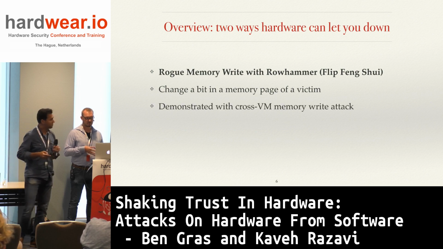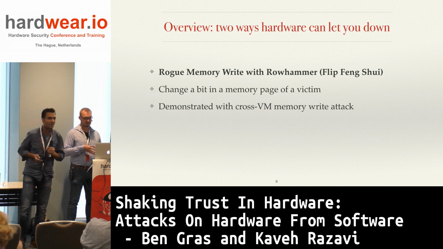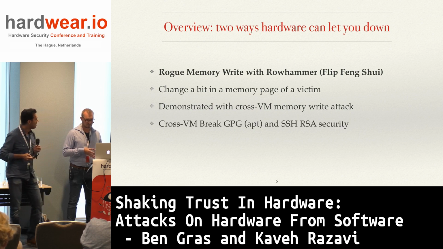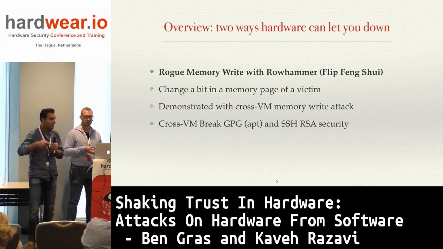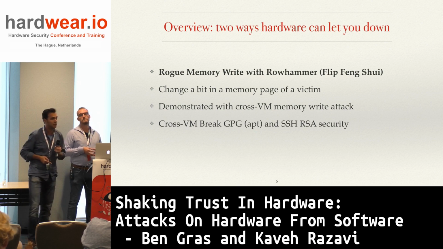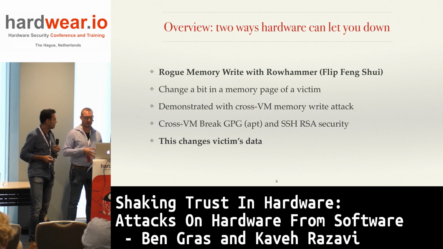And we showed the instantiation of the Flip Feng Shui attack in a cloud setting where a malicious VM flips a bit in the memory of a victim VM. And this allows us to compromise OpenSSH, so we can actually SSH into a victim VM or compromise its GPG signatures and make it install packages. So this basically allows us.